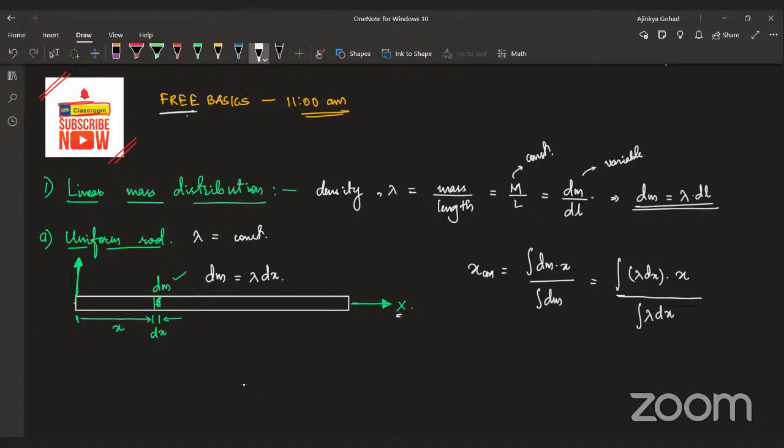This is how it comes out to be. Lambda into dx is dm, right? So this is how you get it. Now, if lambda is a constant, we can take it out of the integration sign.